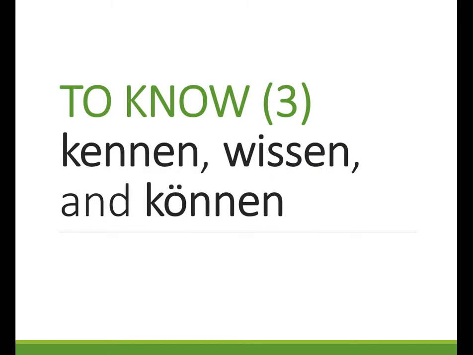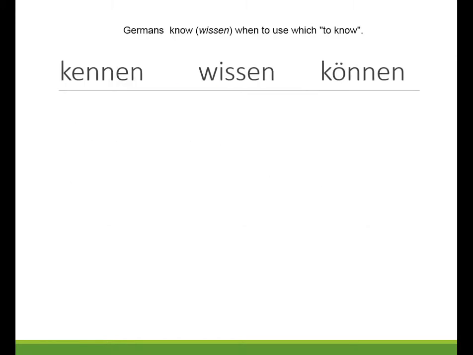How do you know which "to know" to use in German? The challenge is there are three: kennen, wissen, and können. We're going to explore how you use each word to know, and when. So let's dissect these three: kennen, wissen, and können.